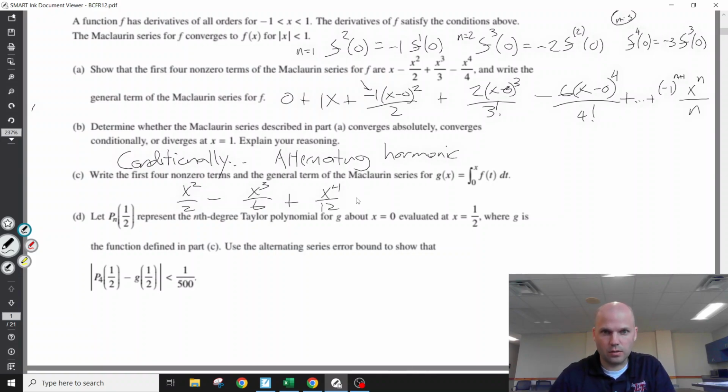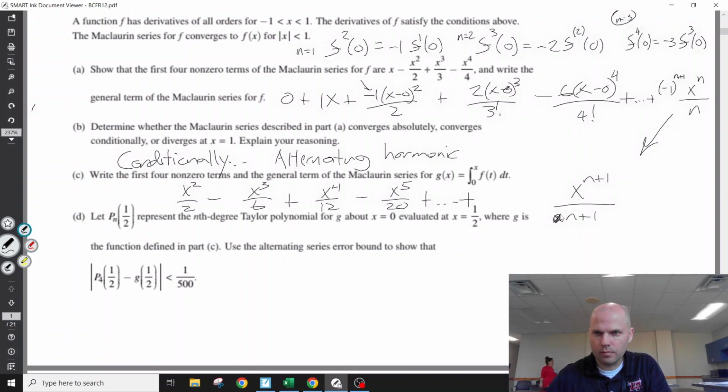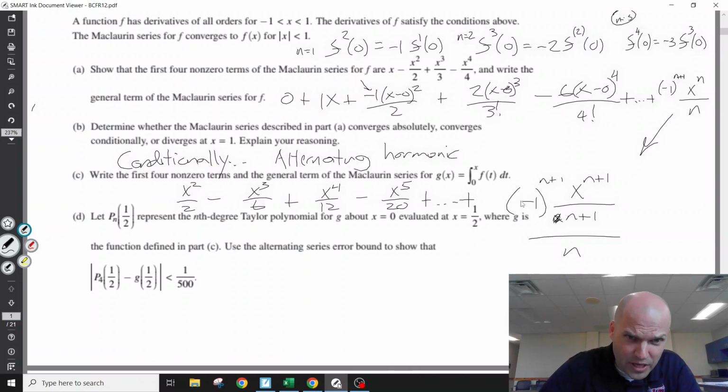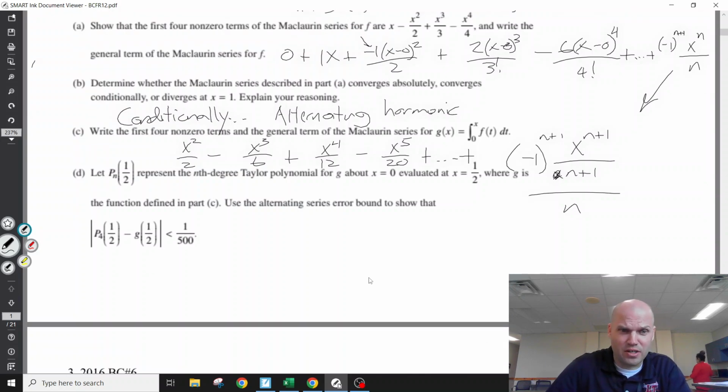It's easy to just do this. Okay, let's talk about that one. I add 1, I multiply by the reciprocal. I'm still dividing by n, I'm still alternating. That works. You gotta practice it, it's not that bad. That works. Alternating series error bound.